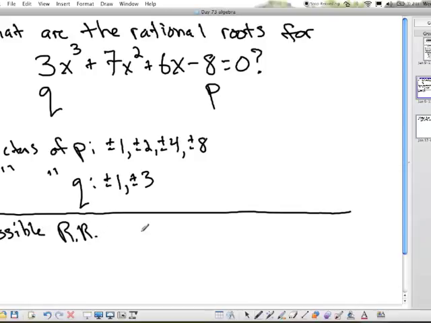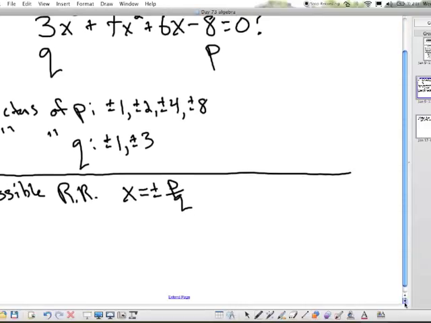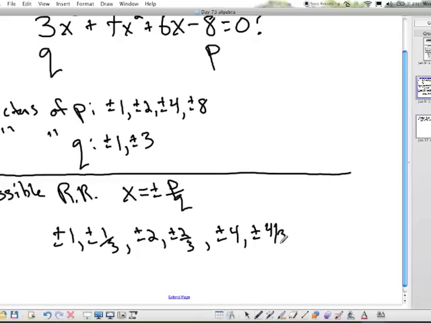rational roots can be in the form of x equals plus or minus p over q. So, let's find all possible p over q. So we can have plus or minus 1, plus or minus 1/3, plus or minus 2, plus or minus 2/3, plus or minus 4, plus or minus 4/3, plus or minus 8, plus or minus 8/3.